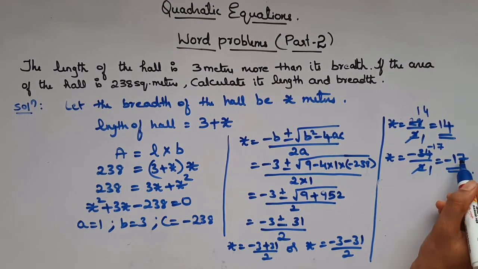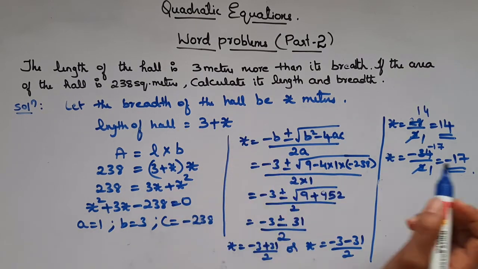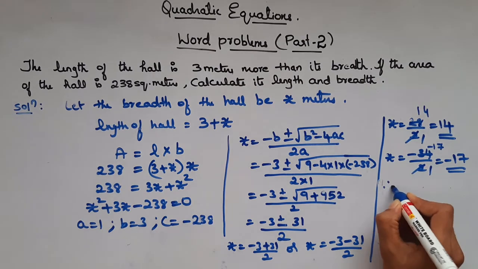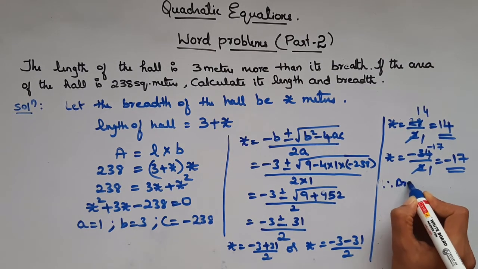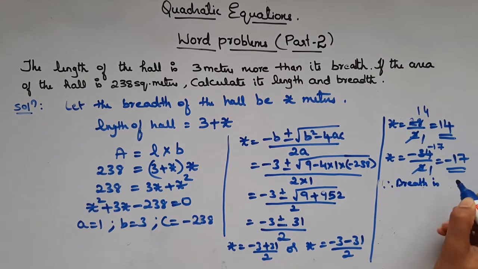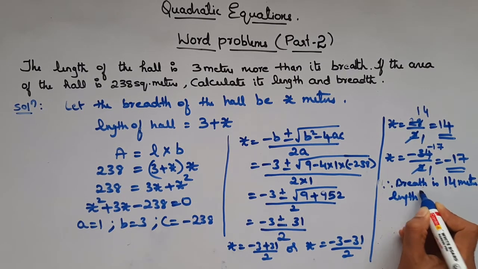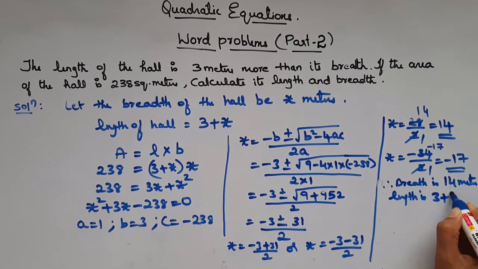Clearly minus 17 cannot be the breadth of the hall, because it's a negative value. So it has to be 14. Therefore the breadth of the hall is 14 meters and the length is 3 plus 14, that is 17 meters.